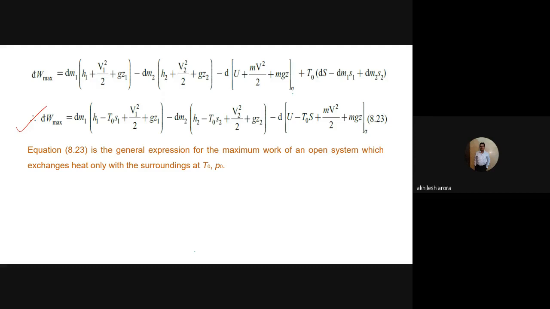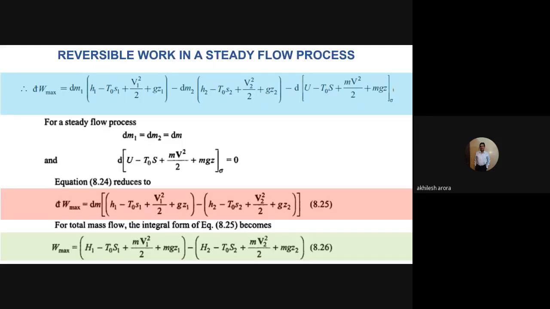Basically the first two terms are related to the masses entering and leaving the system, and the last term represents the energy change of the control volume. This was the value of the maximum work for an open system which exchanges heat only with the surroundings at T naught and P naught. This is very important: the heat is being exchanged only at constant temperature and pressure of the surroundings. Once again, I have highlighted these equations.